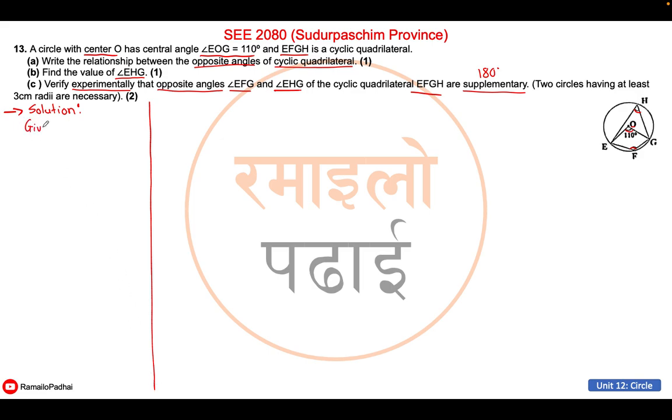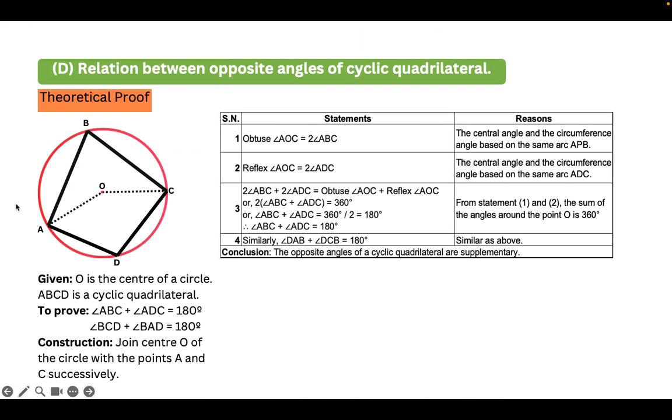Given: O is the center of the circle, angle EOG equals 110 degrees, EFGH is a cyclic quadrilateral. Fine. Now in A, write the relationship between opposite angles of a cyclic quadrilateral. The relation is that the opposite angles of cyclic quadrilaterals are supplementary.